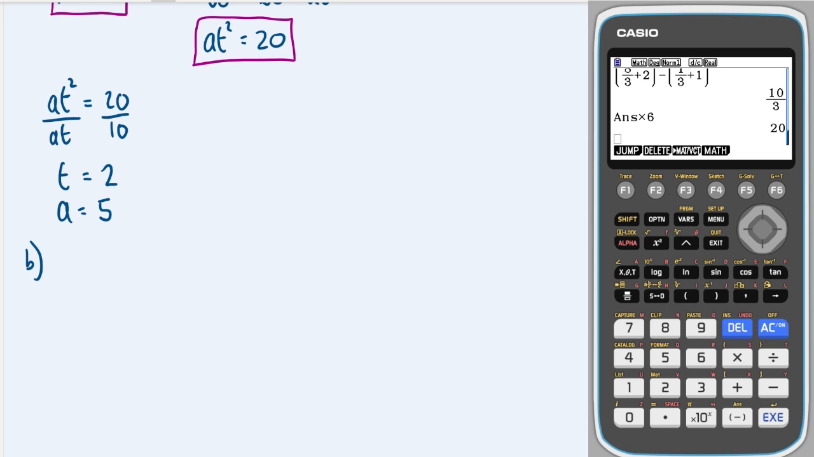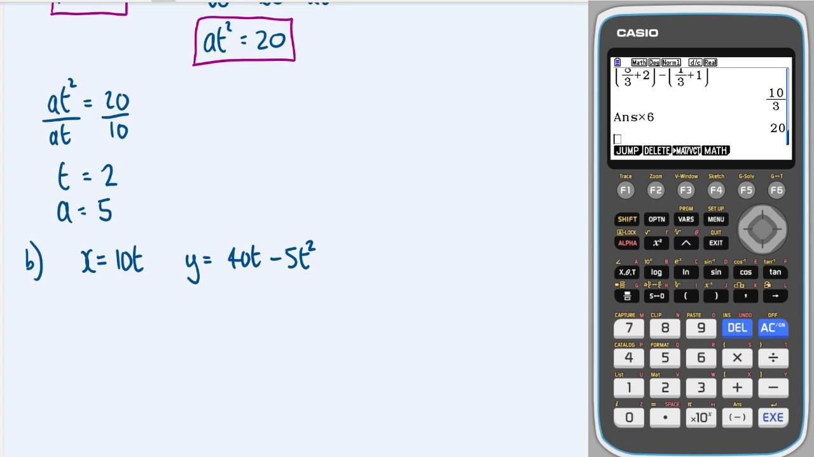So if I just rewrite the equations that we have so far, we have x is equal to 2at, but we know a is 5, so that's going to be 10t. And we have y is equal to 8at, which is going to be 8 times 5, so 40t. And then minus at squared, so that's going to be minus 5t squared.